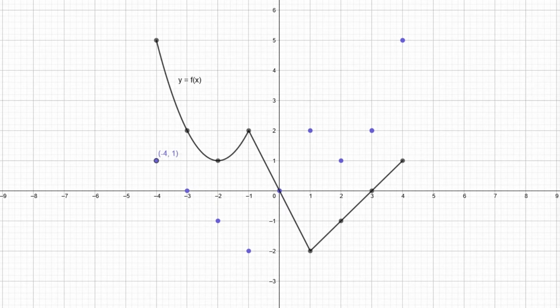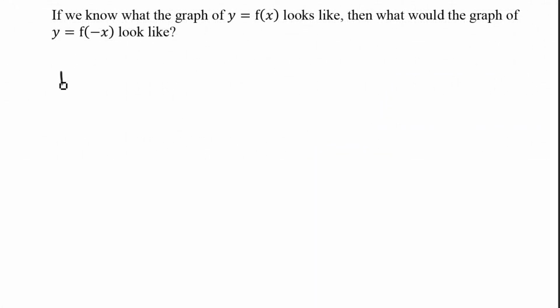Removing our coordinates to make it easier to see, it's now not difficult to understand what will happen when we put a curve through all of these points. The graph that goes with y is f of negative x is the same as the graph of y equals f of x, but it has been reflected this time in the y-axis. So what we have is a reflection in the y-axis.